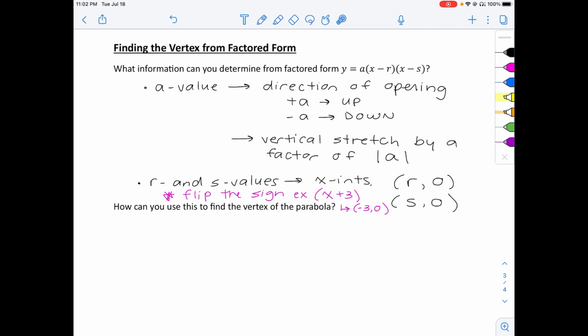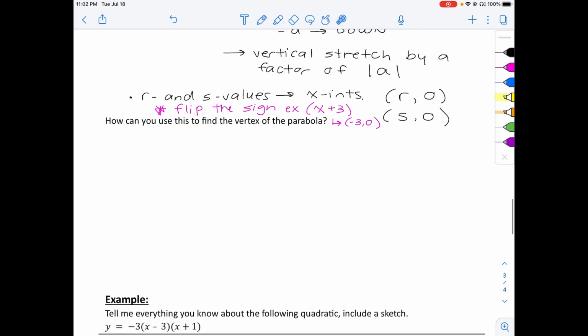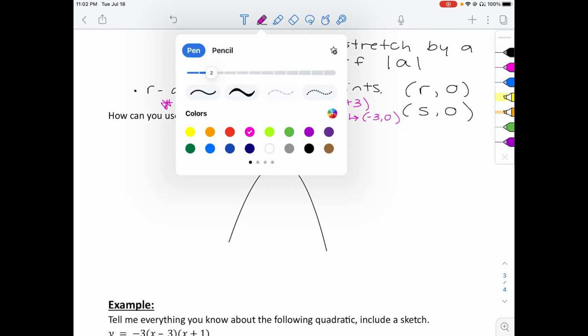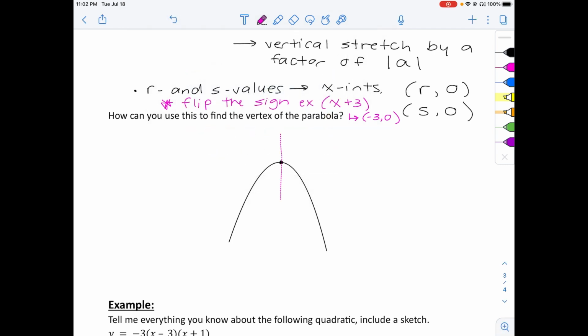Okay, so if we have factored form, we can tell the x-intercepts, and we can use that information to help us determine the vertex of the parabola. So I'm going to write some steps, but I first just want to show you where this comes from. If I were to draw a parabola, we know that it has to be symmetrical directly through the middle, through the vertex of it. We know that we have what's called the axis of symmetry that cuts through the curve, and it cuts it directly in half.